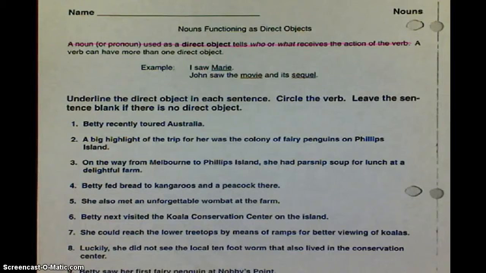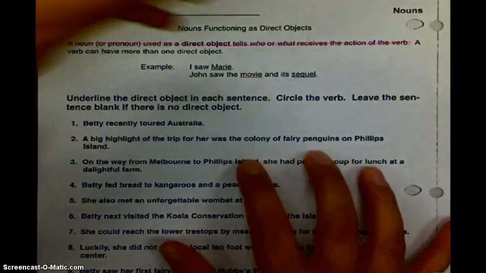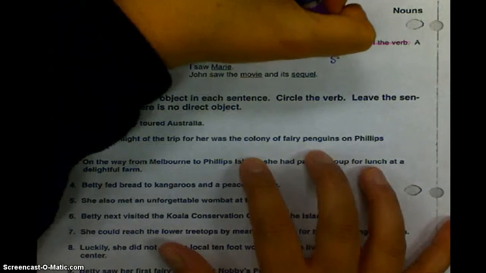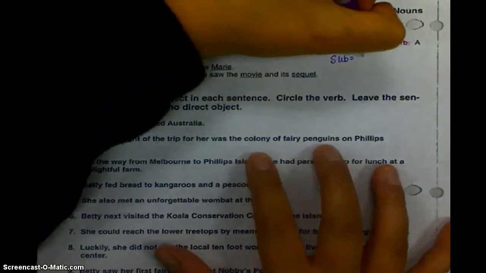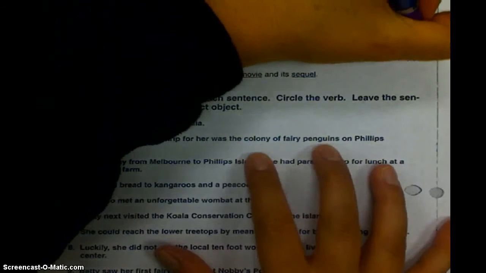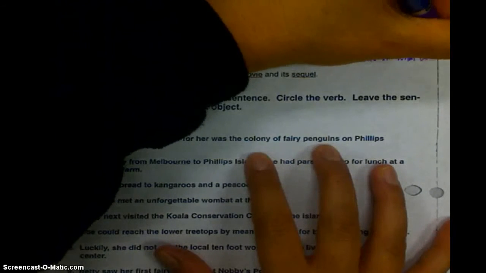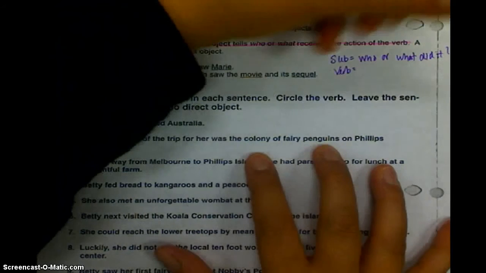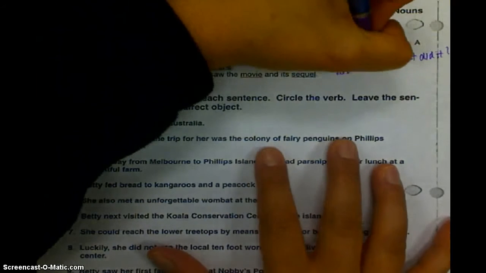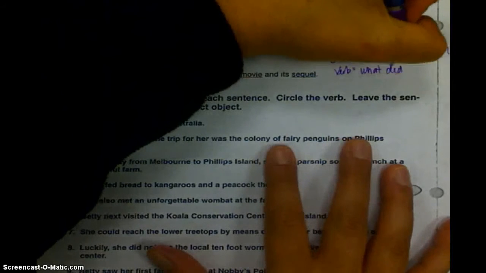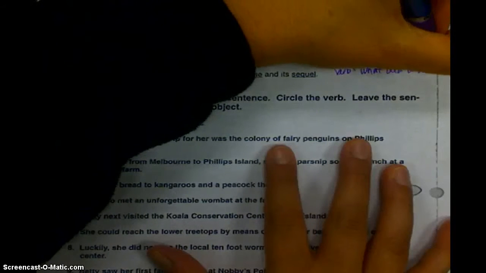To find the subject of a sentence, we ask the question, who or what did it, right? So if you don't have that written down anywhere, I'm going to suggest you write it down. To find the subject, it's who or what did it. To find the verb, you ask, what did it do? Right? And this should all be review because we did it yesterday. What did it do? Okay.